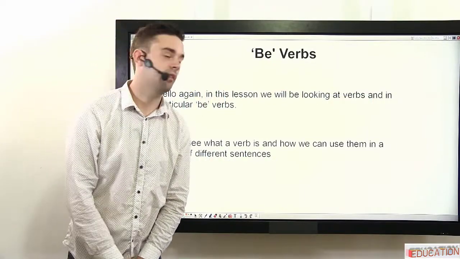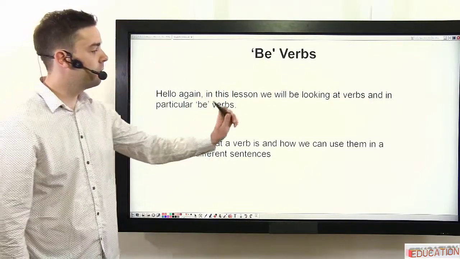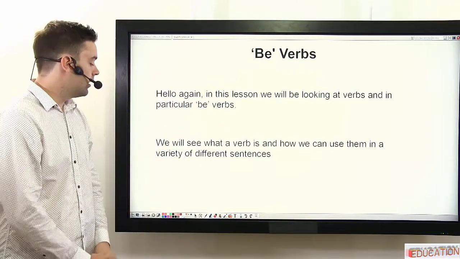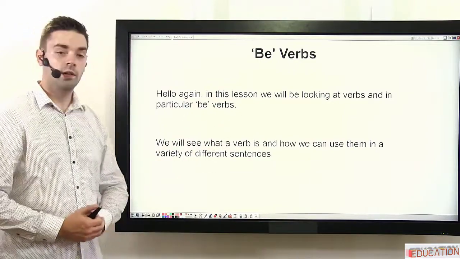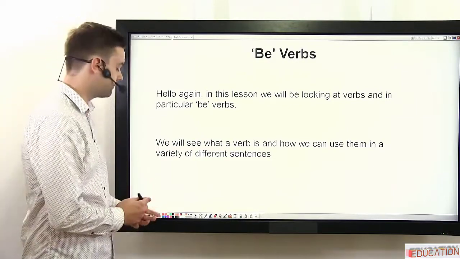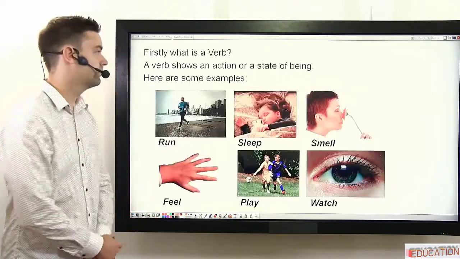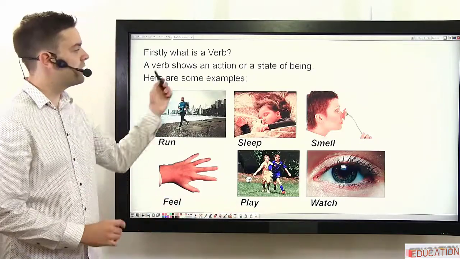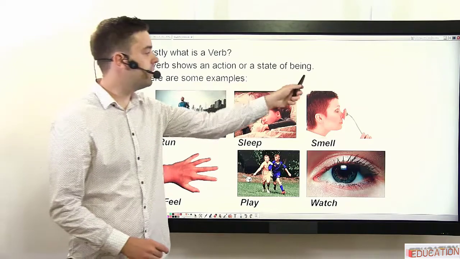Hello and welcome back. Today, in this lesson, we'll be looking at verbs, and in particular, be verbs. We will see what a verb is and how we can use them in a variety of different sentences. Firstly, what is a verb? A verb shows an action or a state of being.